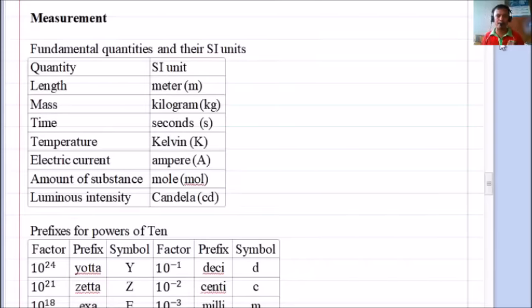So, ito po yung kanilang mga SI unit. Para kay length, we have the meter, mass, kilogram, time, seconds, temperature, Kelvin, or absolute zero. Pinatawag din po yung absolute zero. Electric current, ampere, amount of substance is mole, and the luminous intensity is candela.